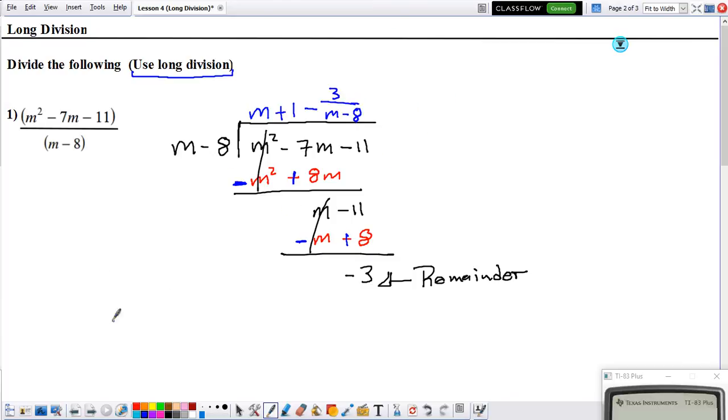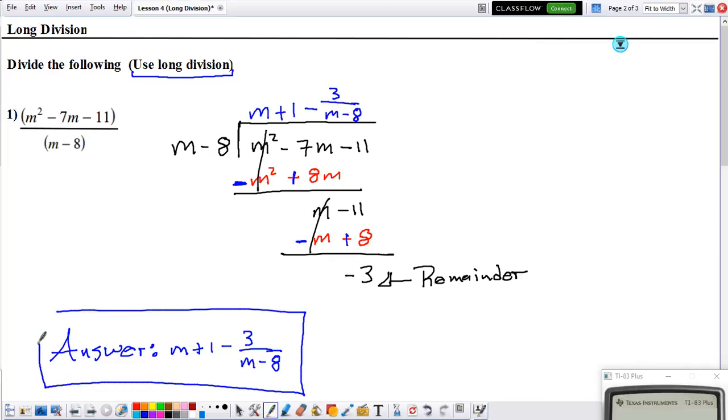So that means that after all this, we have an answer. And that is m squared minus 7n minus 11 divided by n minus 8. This is equal to m plus 1. Let's write that again. m plus 1 minus 3 over n minus 8. Again, here we were coming up with the answer one term at a time. And now that we hit a remainder, we know that this is the last piece in our final answer. And here we just wrote our final answer.